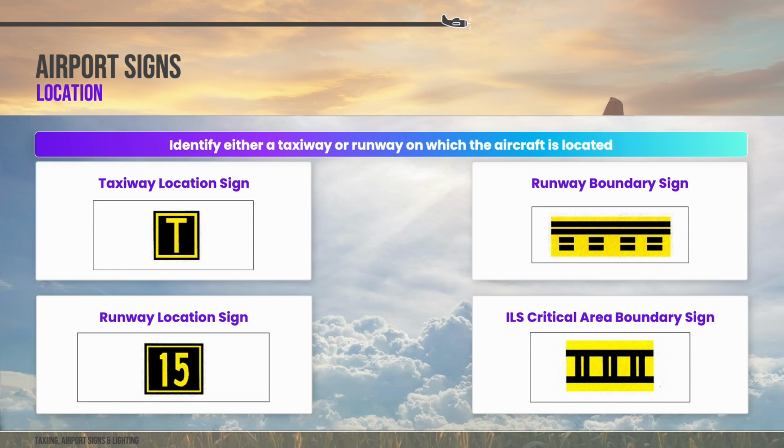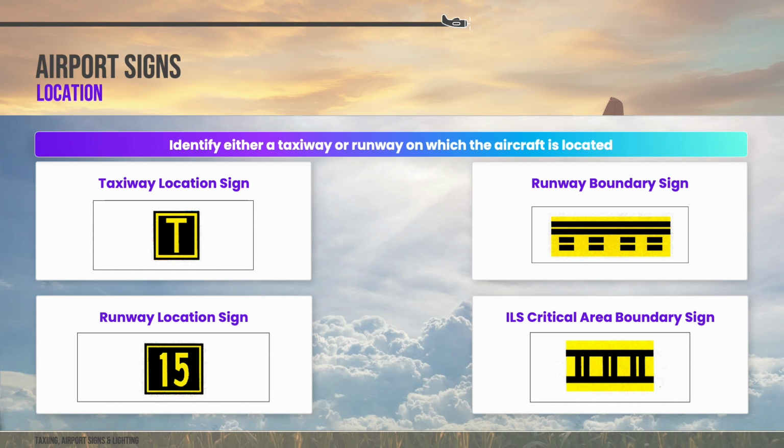So taxiway location sign just tells you, hey, you are on taxiway T or Tango. Your runway boundary sign, again, that's that stop and hold short line. And that says, hey, don't cross the double yellow or the double black line if you're on the one side, or the double dashed, you can cross because that's leaving the runway. So the taxiway would be on the double line side, and the runway would be on the dashed side.